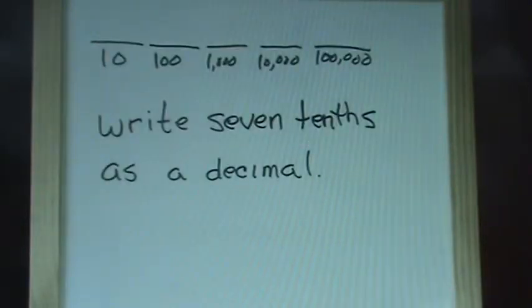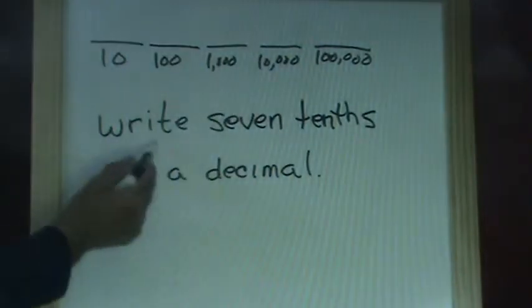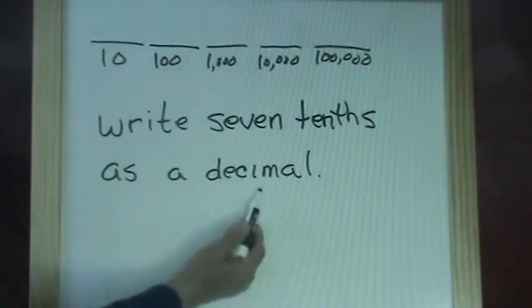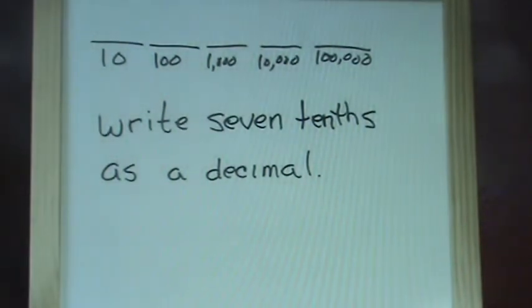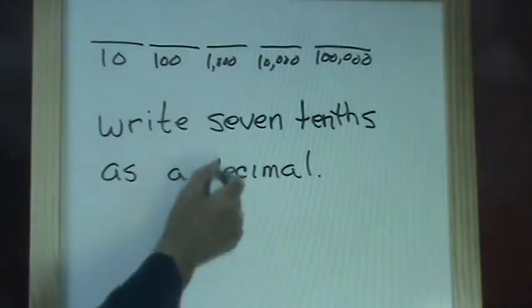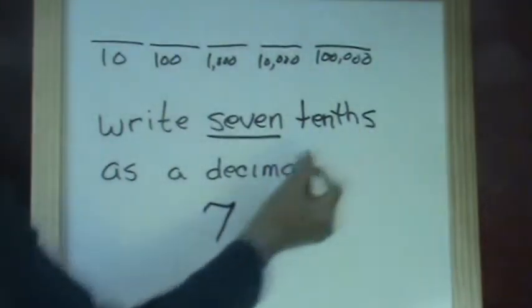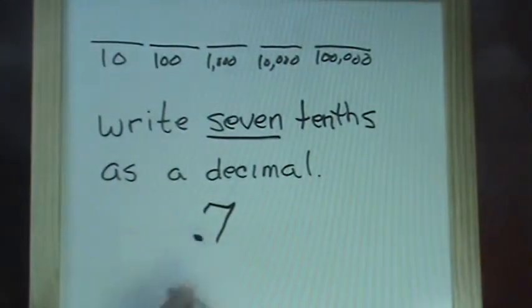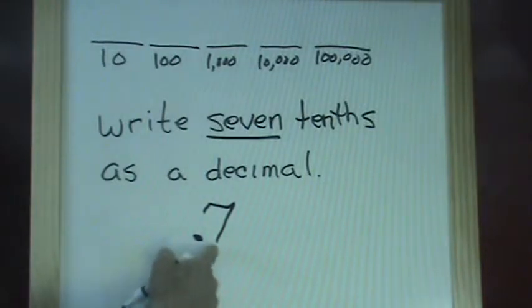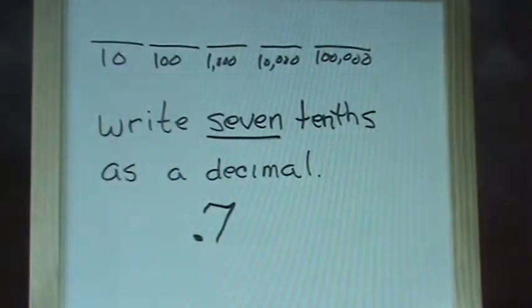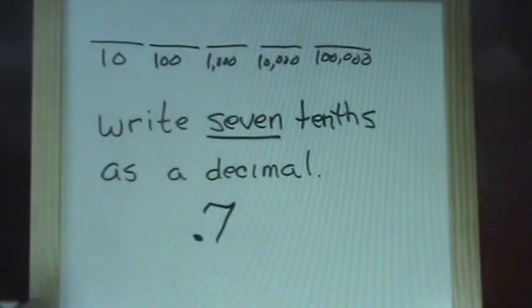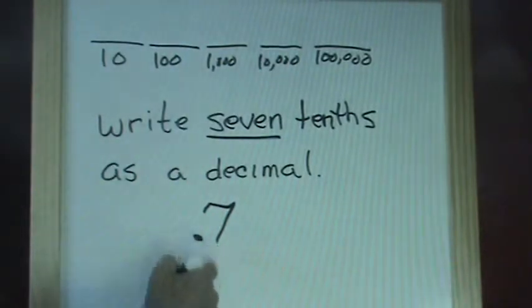Let's take a look at an example here. It says write 7/10 as a decimal. If we want to write it as a decimal, we just write the number 7. And since it says 7/10, I know it's the first place to the right of the decimal point. So this is 7/10. If I have to write 7/10 as a decimal, it's just 0.7.